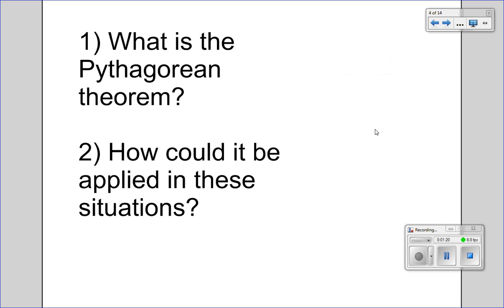Okay, welcome back. So, if you had tried to solve those problems, you would have drawn a picture, and hopefully you got a triangle when you drew the picture. Now, right triangles can always involve the Pythagorean theorem. So first ask yourself, what is the Pythagorean theorem? And second, how could that Pythagorean theorem be applied in these situations?